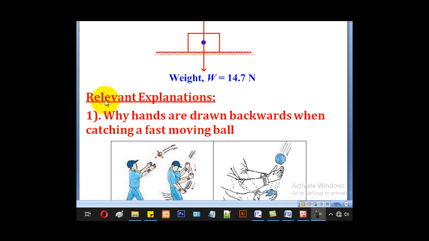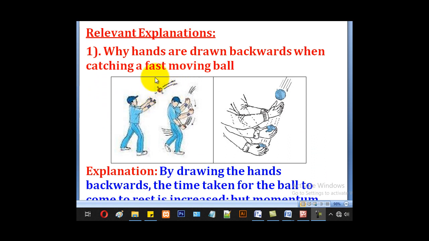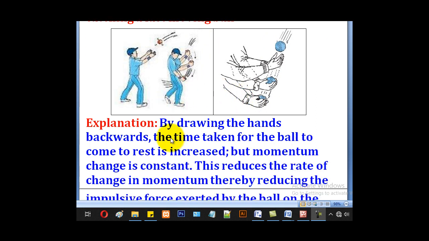One of the observations is why hands are drawn backward when catching a fast moving ball. I think you can see this is a ball coming to this person, and as he holds it, the hands will be drawn back continuously until the ball comes to rest. This can be magnified here. Now why is it so? By drawing the hands backward, the time taken for the ball to come to rest is increased, but the change in momentum is constant. Why is it constant?